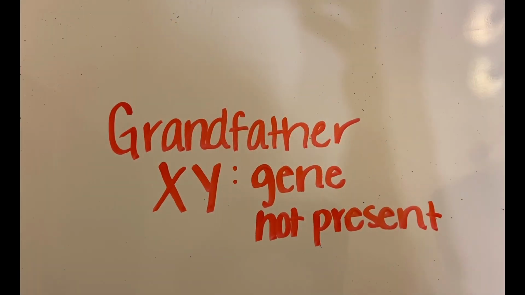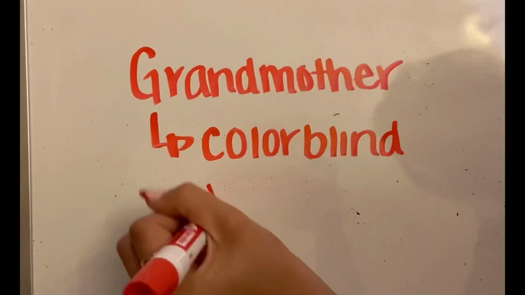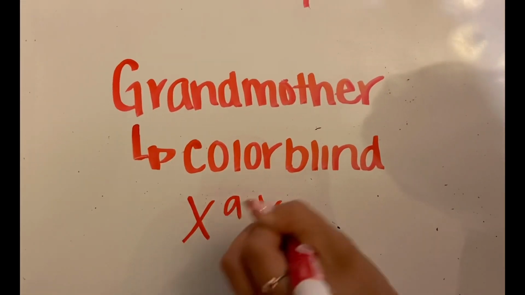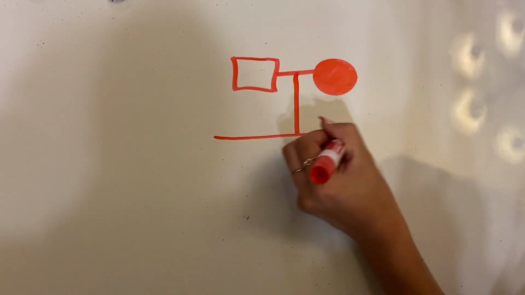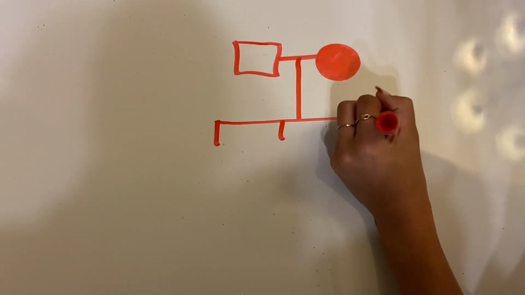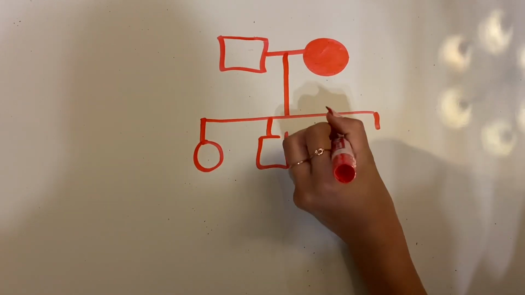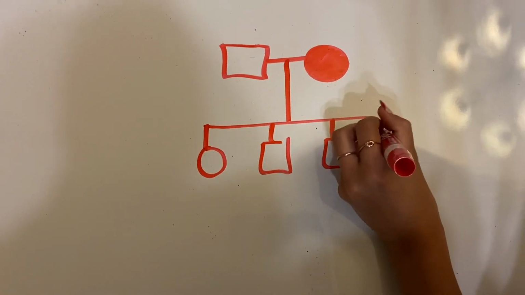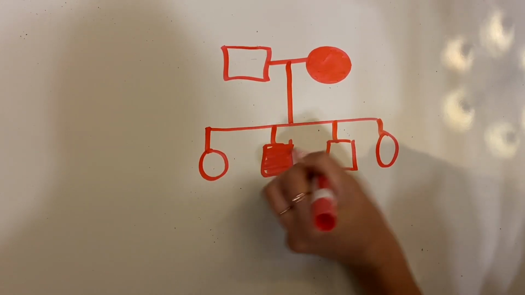My grandfather did not present the gene for color blindness, but my grandmother did. She was born colorblind, so it was obvious that she had two mutated X chromosomes. My grandparents had 4 children, 2 boys and 2 girls. Because my grandmother presented the trait, both of her sons were destined to have it. On the other hand, the daughters were both carriers of the gene.